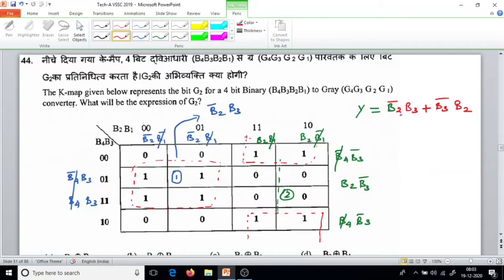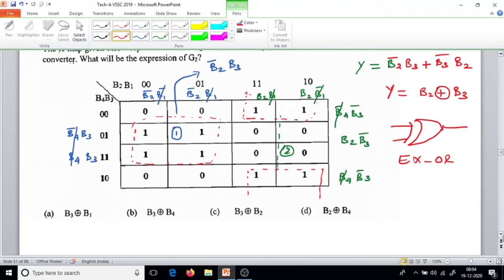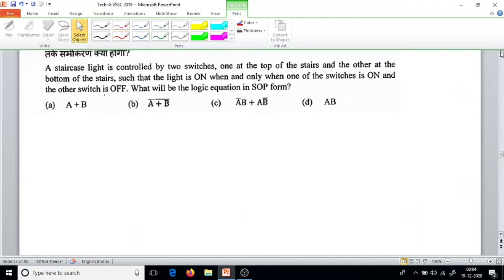Now this is an exclusive OR gate. This output can be represented by B2 exclusive OR B3. The output represents an XOR gate. Now we'll see the options. Answer C is the answer: B3 exclusive OR B2. So we'll go to the next question.